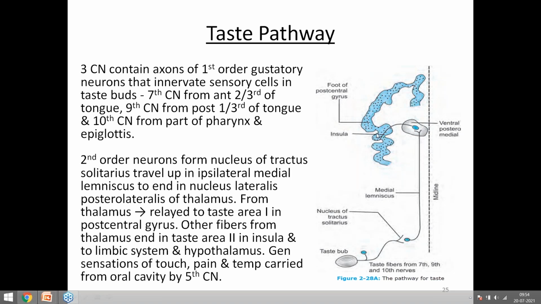So in this diagram, you also learn of 2 taste areas. Taste area 1 here in the foot of post-central gyrus, and 2 here in the insula. And then further on to the limbic system and hypothalamus. And I told you earlier also, the general sensations of touch, pain and temperature are carried from oral cavity by 5th cranial nerve.